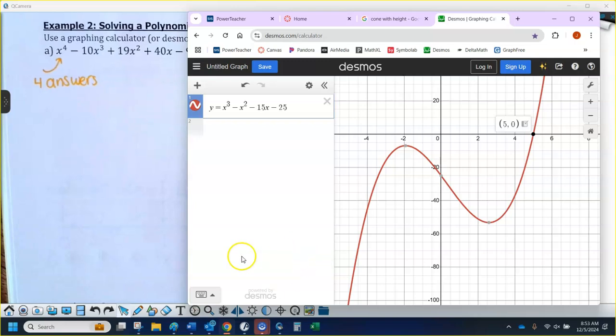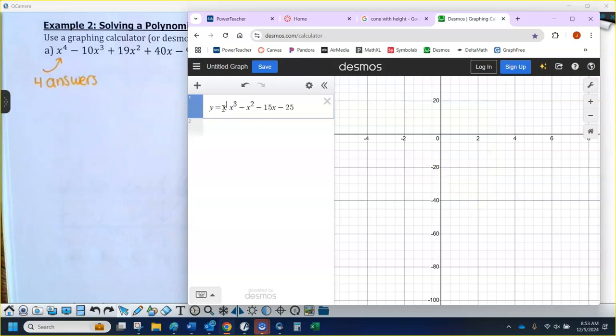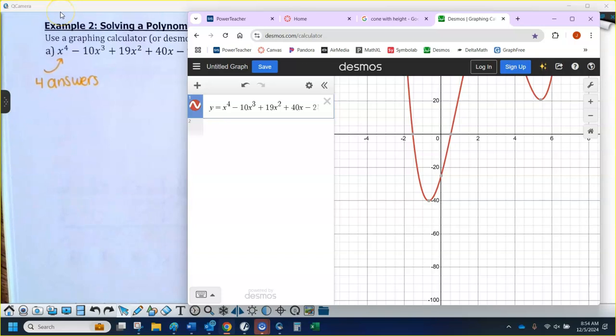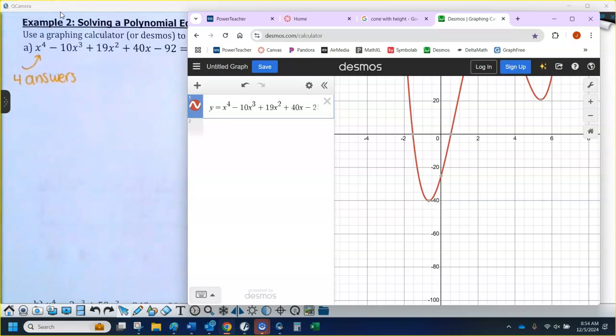All right, so I'm going to add an x to the 4th into the mix here. So we're doing x to the 4th and then minus 10x cubed plus 19x squared plus 40x, and then, let me scooch that so I can read it, minus 92.